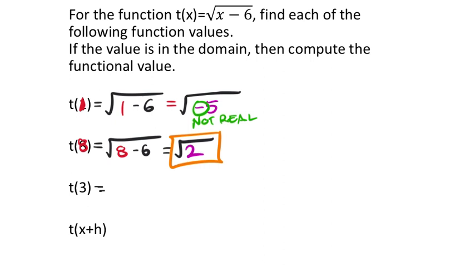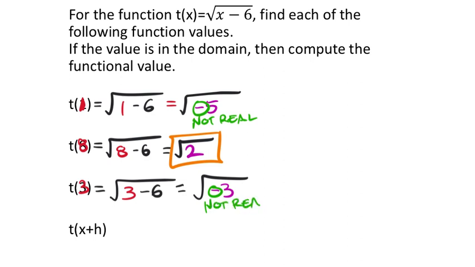Next up, t of 3. I think some of you guys know where this is going. Right now, it's x minus 6, right? But we're going to take the x and replace it with the 3 because it's t of 3. So replace the x with 3, and then you get the square root of negative 3. But again, it's the square root of a negative, so this one is not real, so it is not in the domain.